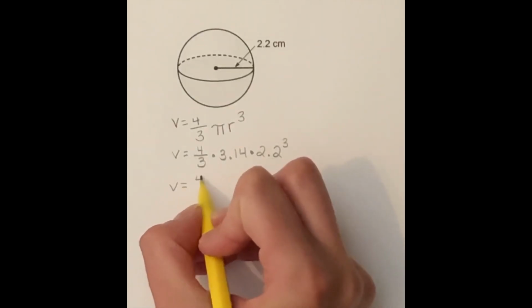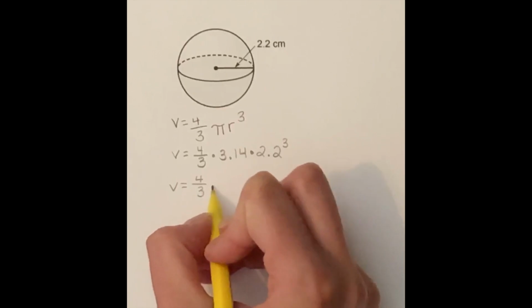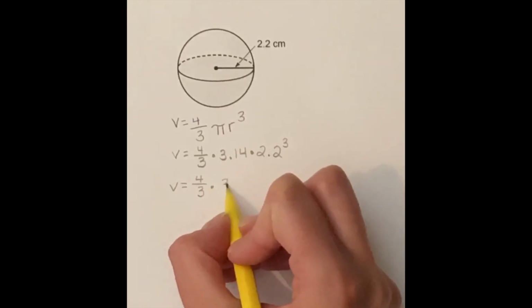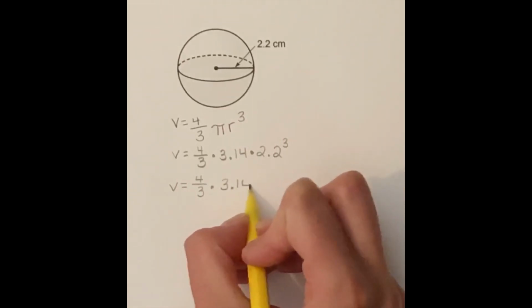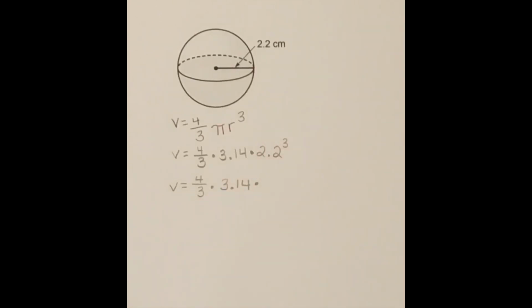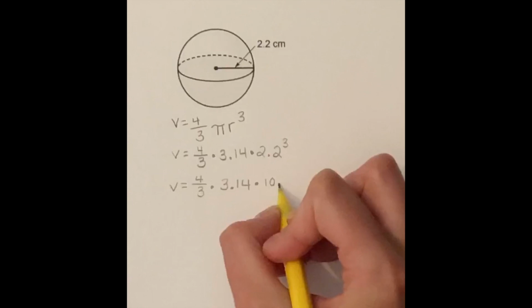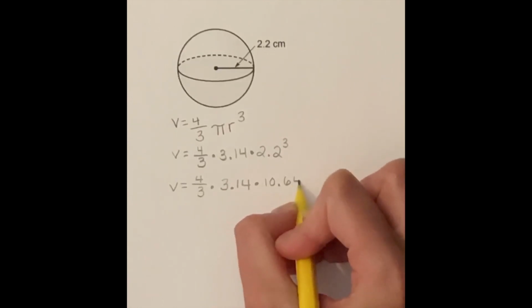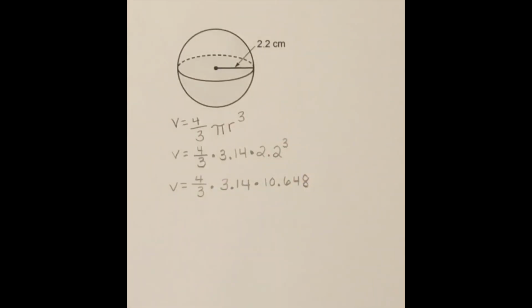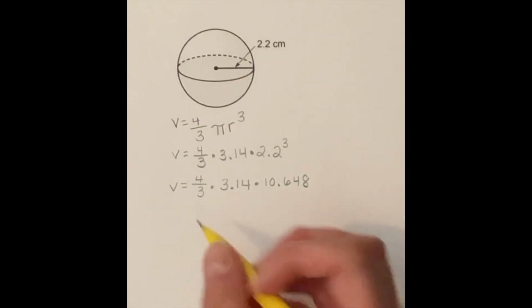So I'm going to copy down the 4/3. I'm going to copy down the 3.14. And in my calculator, when I do 2.2 to the third power, I get 10.648. And I am not going to round that because the second I do, I introduce rounding error, which I don't want to do. Now, in my calculator, I'm going to type this whole thing in. So just like one big long multiplication.